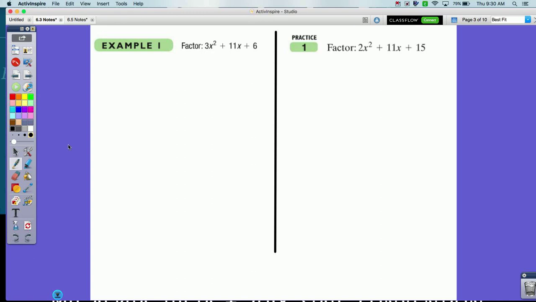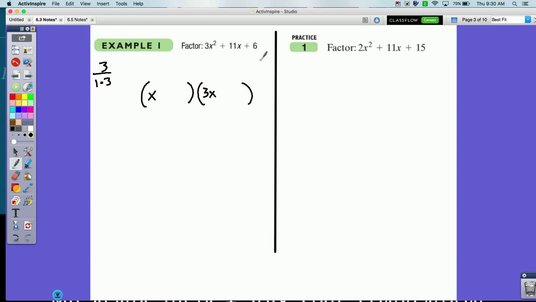All right, now let's look at a couple of examples. Example 1, 3x squared plus 11x plus 6. This one's actually not going to be too bad. I've got parentheses and parentheses. In order to get 3x squared, I know it's got to be 1 times 3. So I'm going to put 1x and 3x.